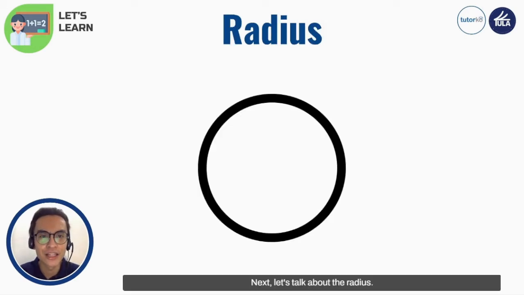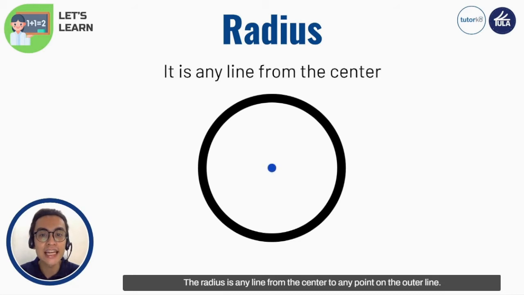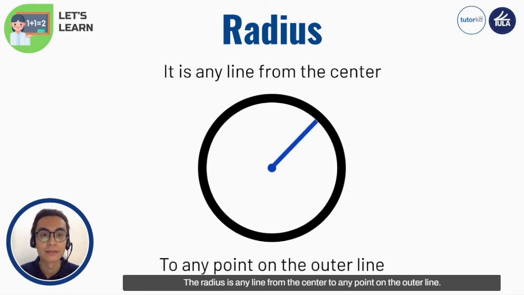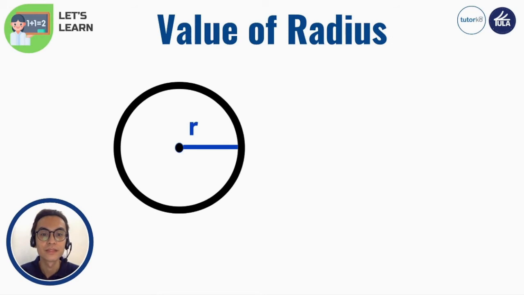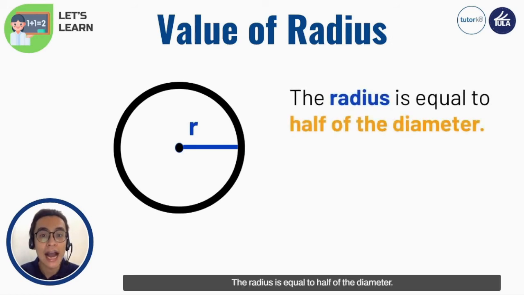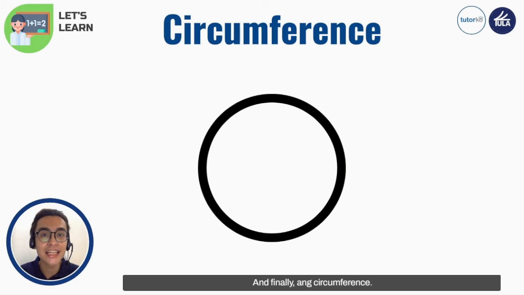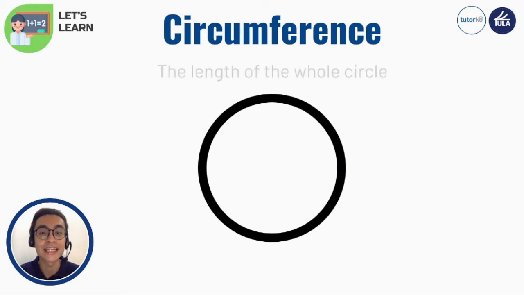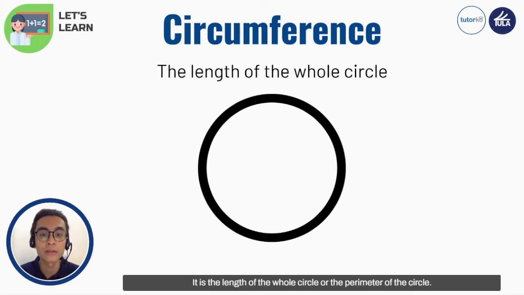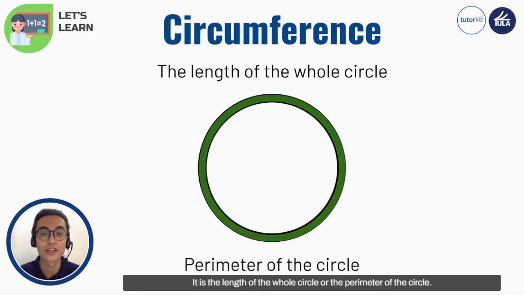Next, let's talk about the radius. The radius is any line from the center to any point on the outer line. And we say any line because this can also be the radius. The radius is equal to half of the diameter, or radius is equal to diameter over 2. And finally, ang circumference. It is the length of the whole circle or the perimeter of the circle.